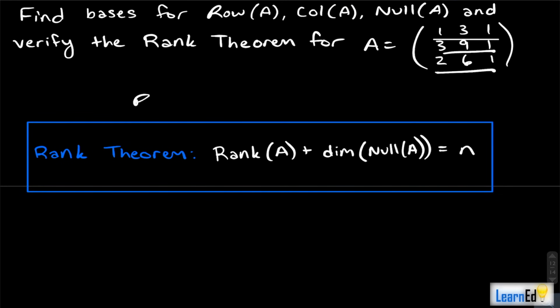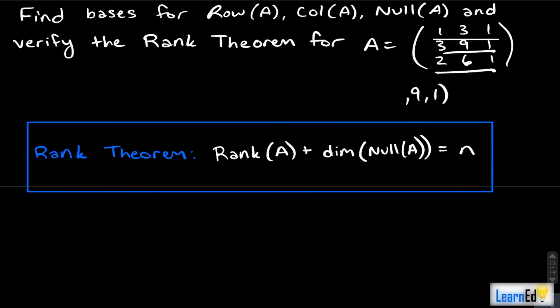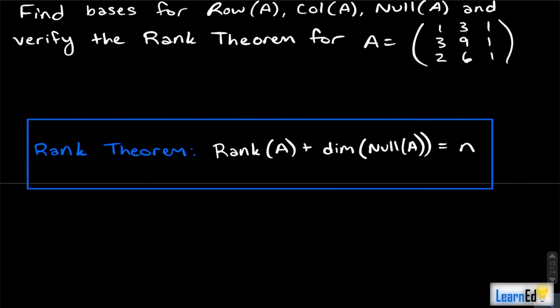So the row space of A here is just the span of, you could do, 1 3 1 3 1, and 3 9 1, and so on. That's the row space, just to show you that. But now actually finding a basis for it, we need to see what rows are garbage. That will also lead us to finding the basis for the null space and the column space as well.